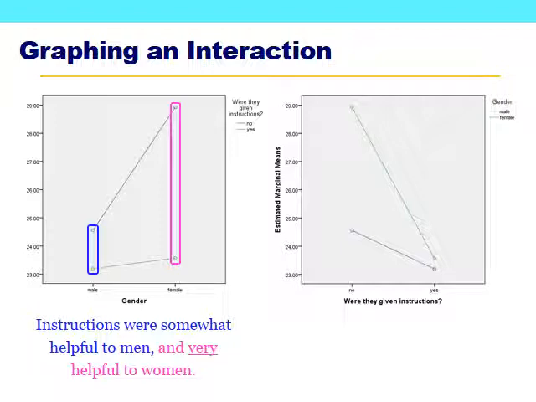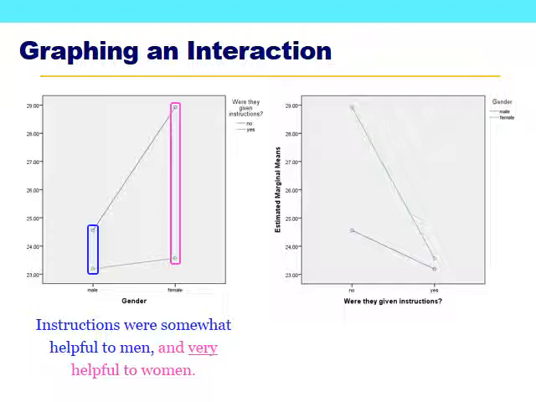Here's a big hint when you look at these graphs. Notice that on both of these graphs, the lines are very obviously not parallel. In the left graph, for example, the green line is pretty flat, whereas the blue line has a pretty clear positive slope. When you look at graphs like this and you see lines that are very obviously not parallel, it's a big hint that you have a significant interaction. Whereas if you have lines that are parallel or close to parallel, you're unlikely to have a significant interaction.